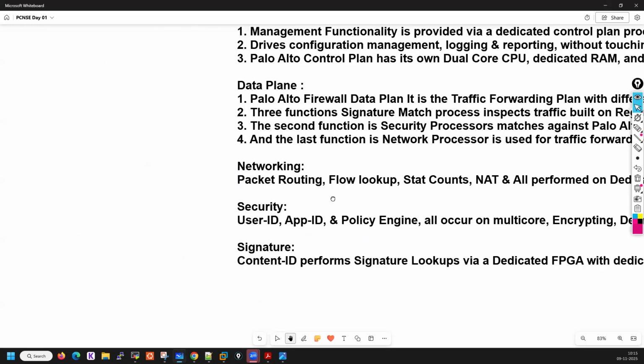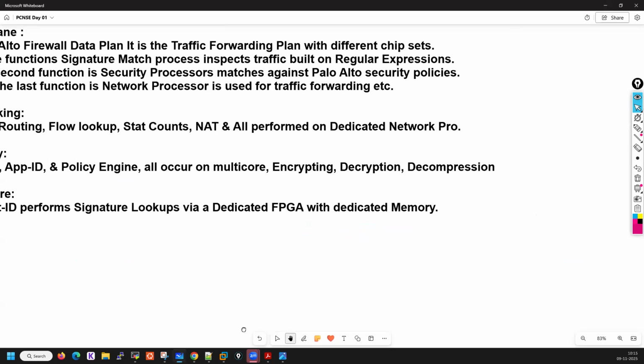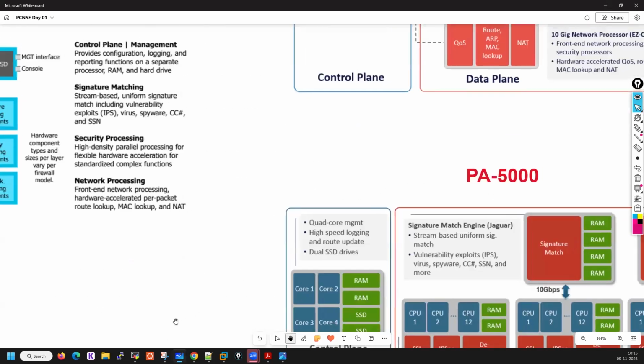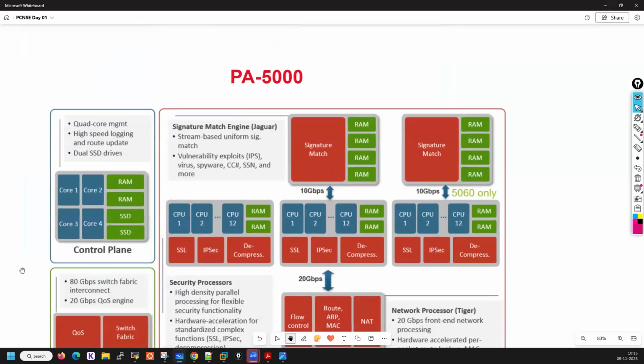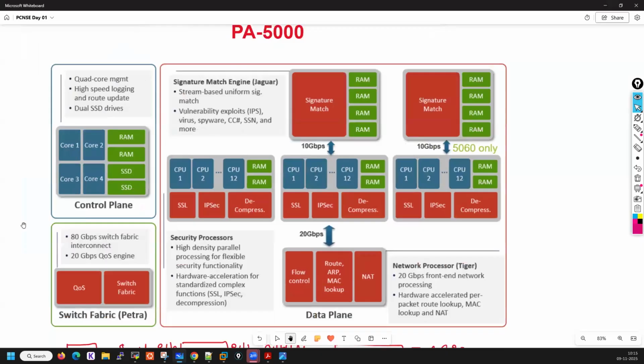I wanted to show you something actually. Yeah, this is the architecture of Palo Alto.